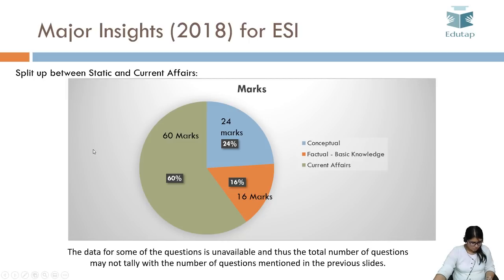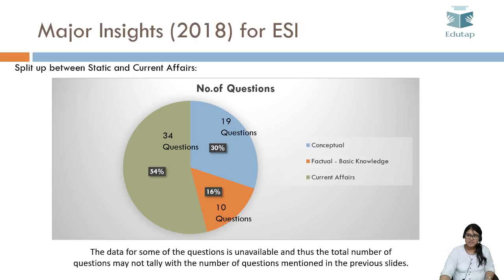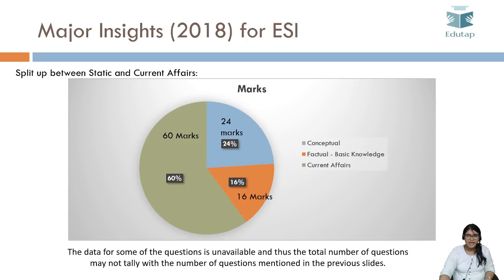Fine. So here you can see that this is a split up in terms of marks, because you have 2 markers and 1 markers asked in ESI as well, right? So you can see number of questions, it is 34 current affairs plus 10, I'm including it here itself, 44, 19 questions are conceptual. Next, in terms of marks, 60 good marks plus 16 marks. I would put this in the bracket of current affairs. Conceptual, 24 marks, right? So you can see the importance here.